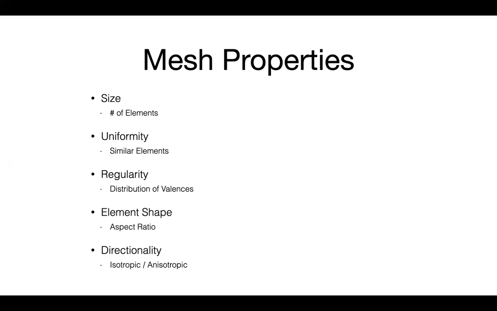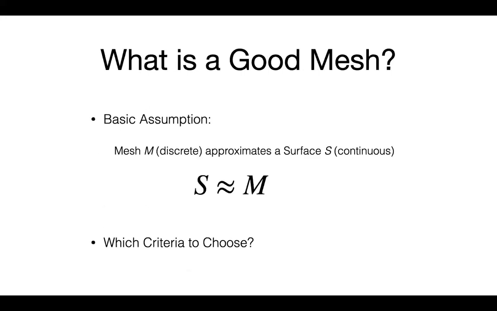And now, with that, you can analyze the properties of a mesh according to different characteristics. These characteristics will be like the number of elements, the size of a mesh, the uniformity of the elements, how similar they are, the regularity, the distribution of valences of the mesh, the shape of the elements, like the aspect ratio of faces, and the directionality, if there's some directionality on the structure or not, isotropic or anisotropic. And if you take all these properties into account, you can say what is a good mesh.